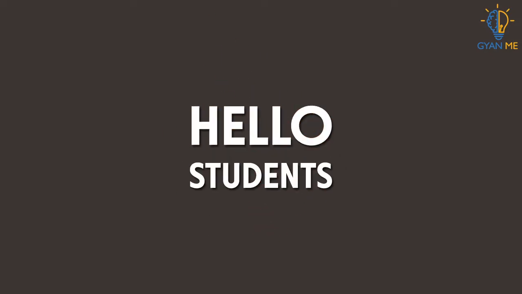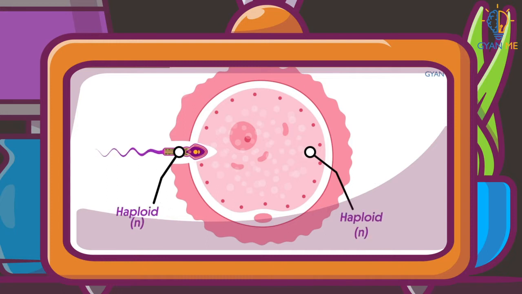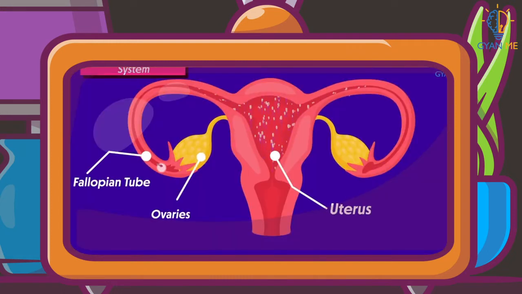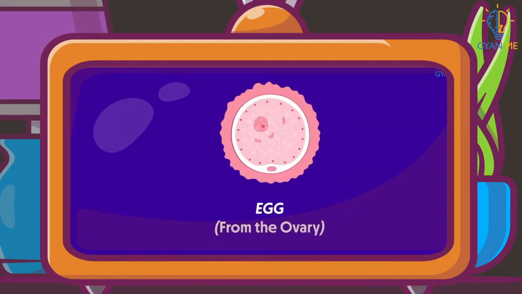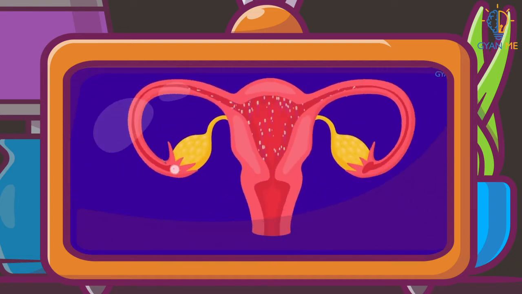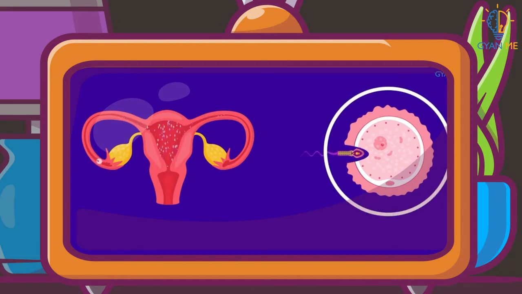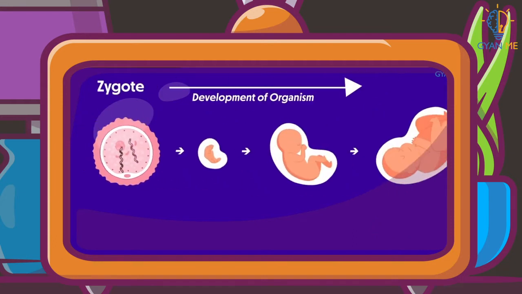Hello students! In our previous video, we learned about fertilization in humans. We know that semen, which contains male sperms, is introduced in the female vagina. Human sperms are motile and rapidly swim towards the ovum lying in the fallopian tube via the uterus. Here, the sperm meets the ovum and fuses with it to produce a diploid zygote.